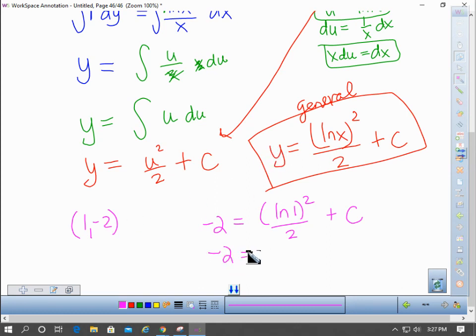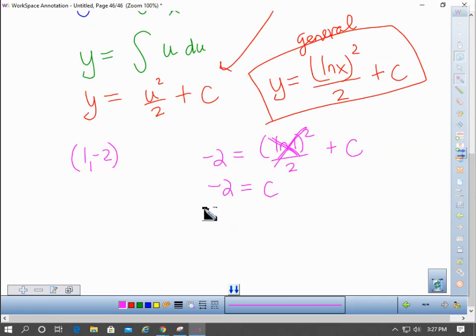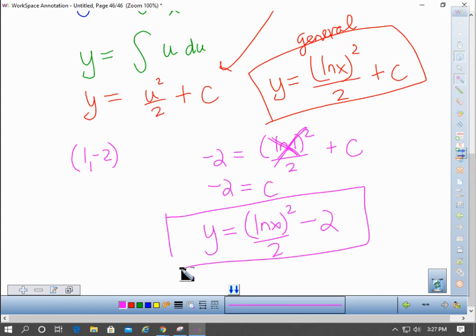So negative 2 equals, well, the natural log of 1, that's 0. So 0 squared is 0 divided by 2 is still 0. So all of this is 0. So that means c is going to equal negative 2. So now I'm going to put in c equaling negative 2, and that's my particular solution. So y equals the natural log of x squared over 2 plus my c value, and my c value is minus 2. So this is my particular solution.